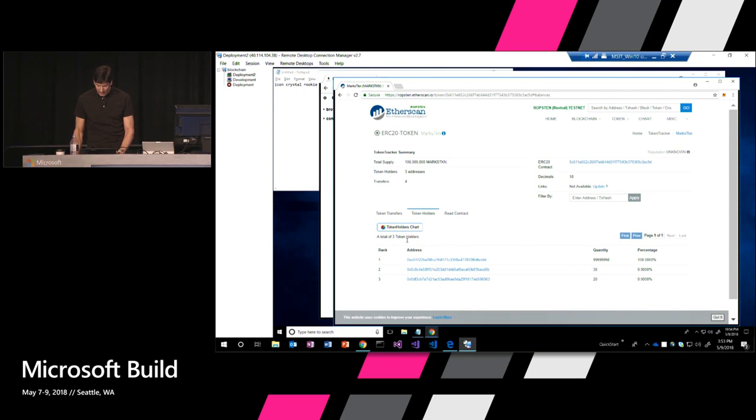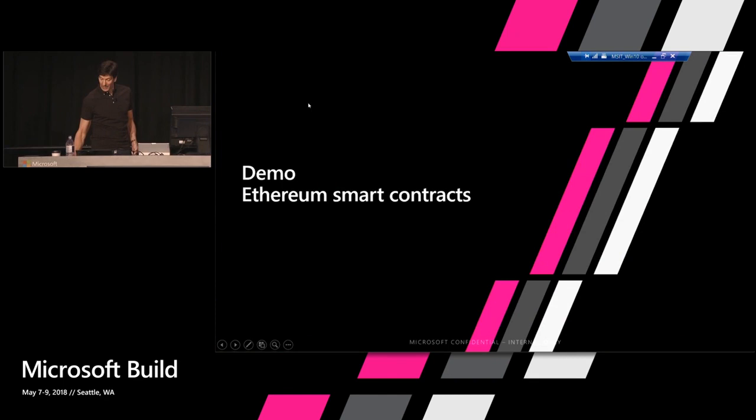And now if I wanted to do a real ICO, I could go and launch that on the main Ethereum network and then say, everybody, hey, go buy some Mark's token. You're going to get rich. I'm going to get rich. We're all going to get rich together. It's going to be awesome.